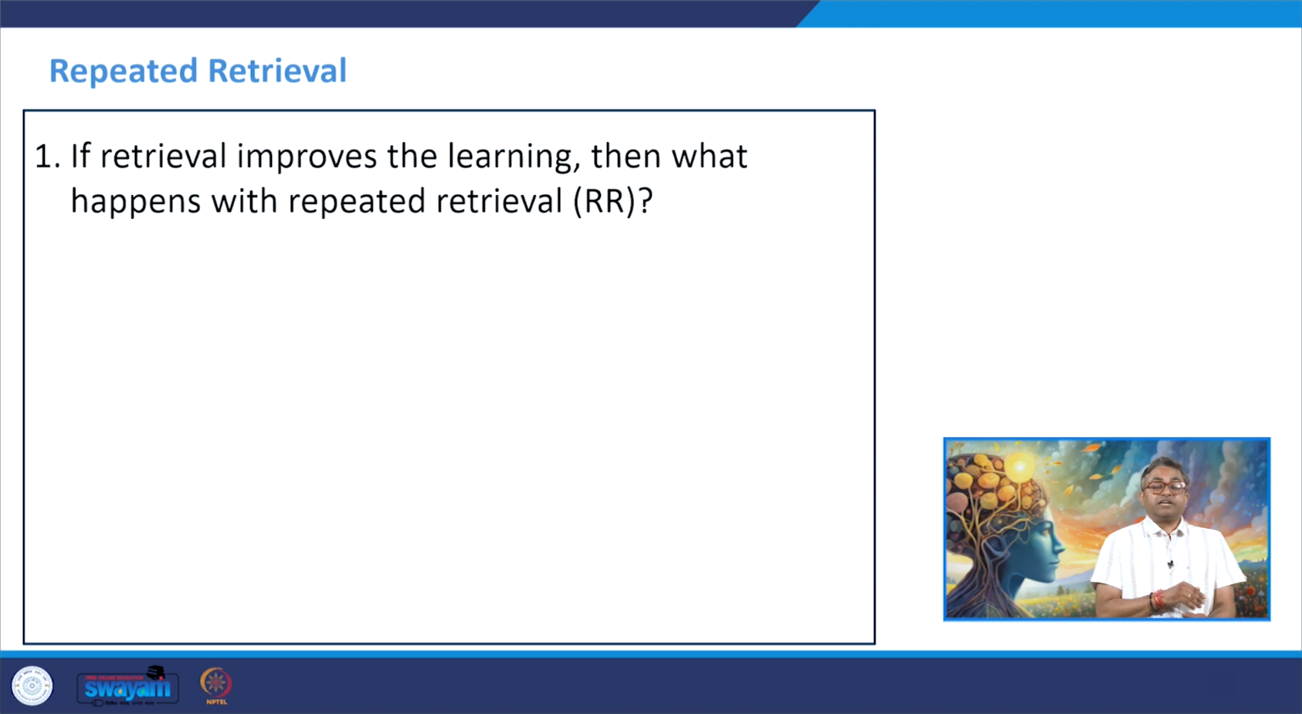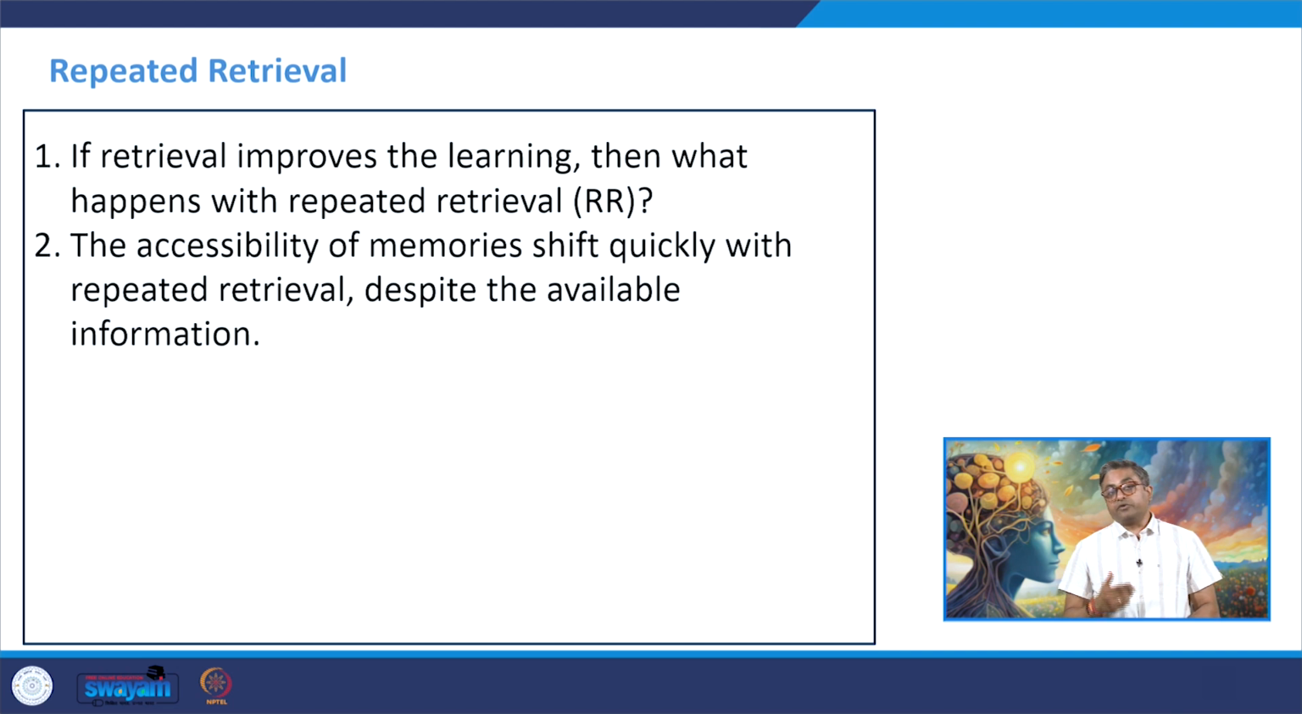Remember, in the previous lecture, when we were talking about the retrieval of consolidated memory, there only one time retrieval, memory is undergoing, which is making memory malleable and labile, sensitive to disruption. One time. Here we are talking about if retrieval can benefit the learning, it can improve the learning, then what will happen if we undergo repeated retrieval? With repeated retrieval, the accessibility of memory shifts quickly.